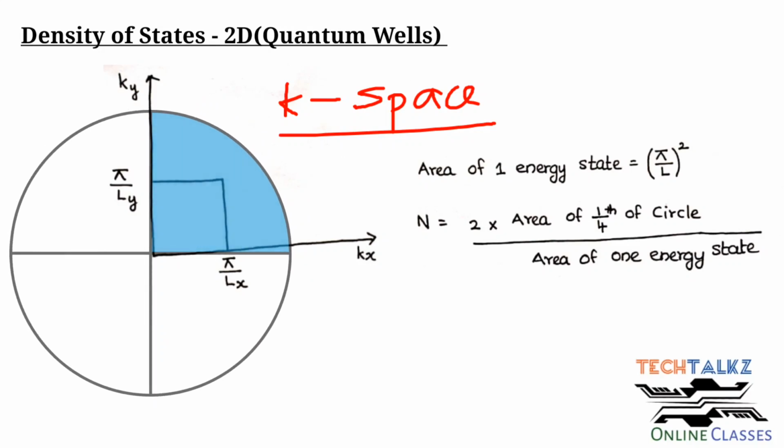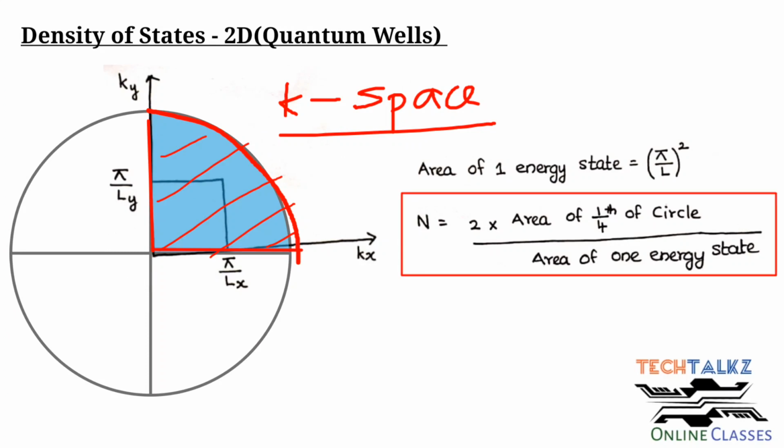Take a circle. Between these axes, one quarter of a circle. Therefore, the number of states, capital N, is equal to the area of one quarter of the circle divided by the area of one energy state. One important thing, you need to multiply it by 2, because a maximum of 2 electrons can occupy the same energy state. That is due to spin: spin up and spin down.